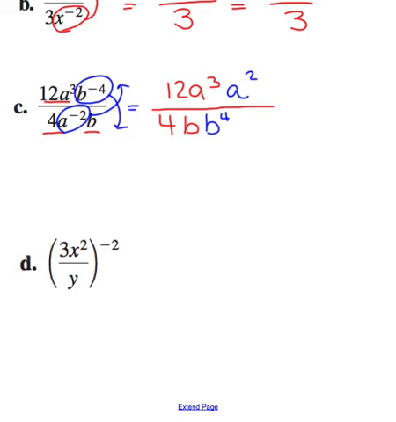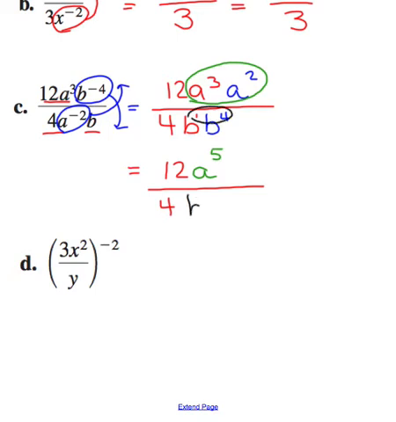Now, we can go ahead and use our rules. I'm going to leave the 12 alone. A cubed times a squared, they're the same base, so we can go ahead and add those powers. That's a to the 5th over 4. And I'm just going to change that to b to the 1. And now we're going to add those powers together. B to the 5th. All right, we're not quite done yet.